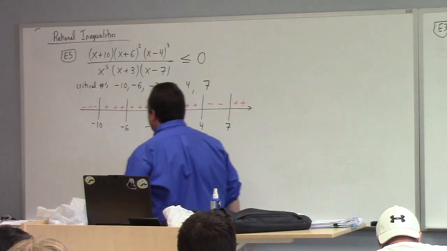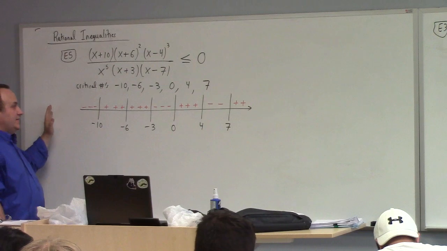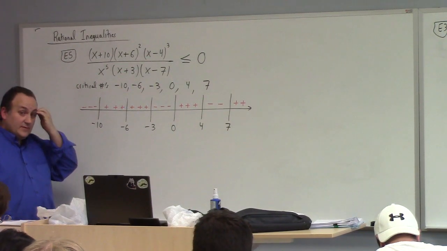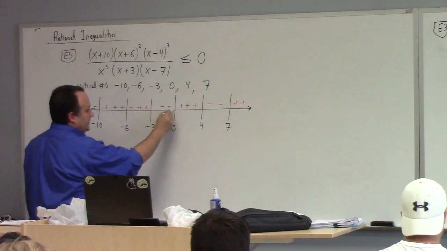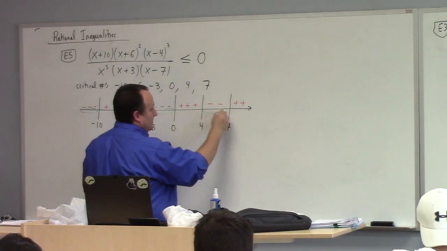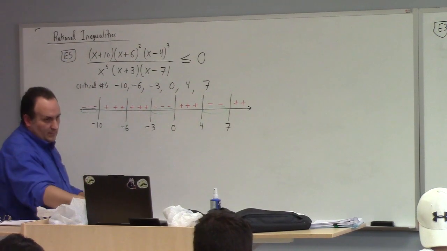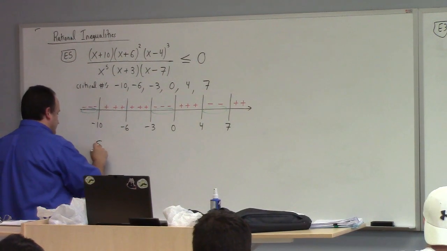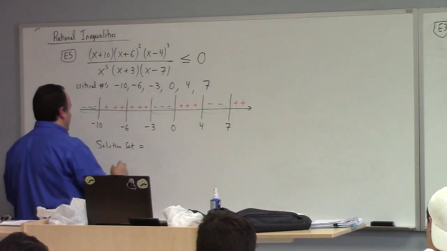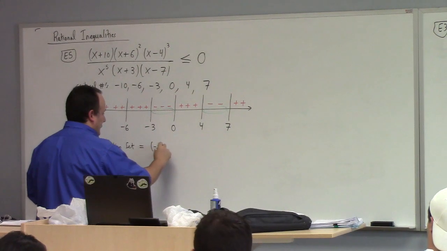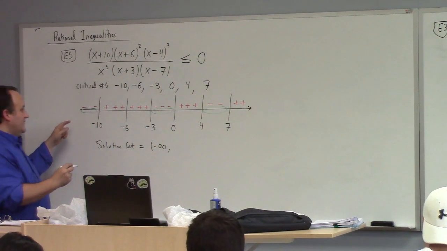All right, so less than or equal to 0. We're looking for where the signs are negative, right? So that's where? Here, here, and here. So my solution set is what? Yep, negative. Okay. In negative infinity. Yes, we are always writing it in interval notation. Negative infinity to minus 10.